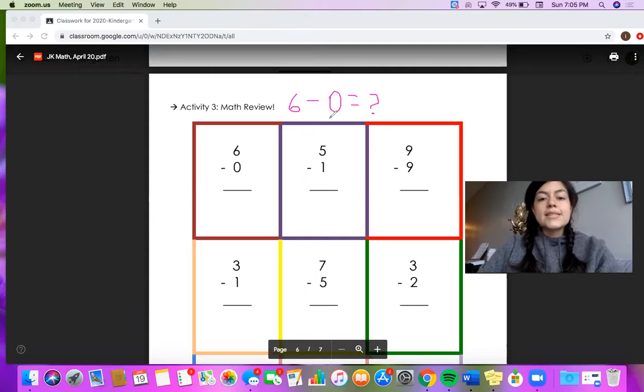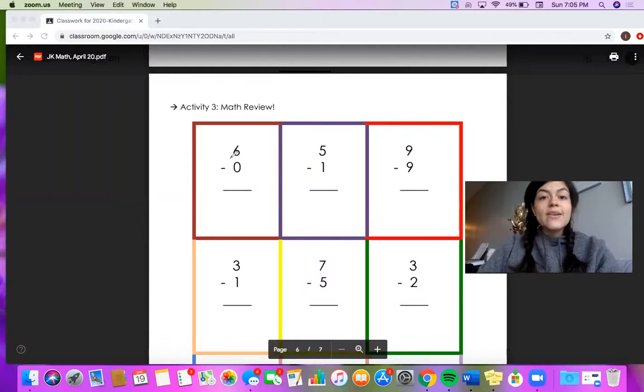The only difference is that normally we're used to seeing it going from one side to the other side. In this way, we're seeing it going up to down. But it does the exact same thing. It's still saying 6 minus something equals something. This one is saying 5 minus 1 equals something. So for this, you need to solve for the answer.